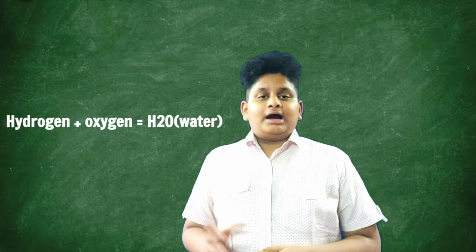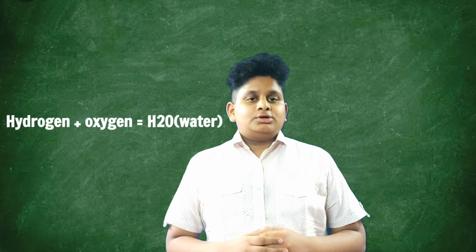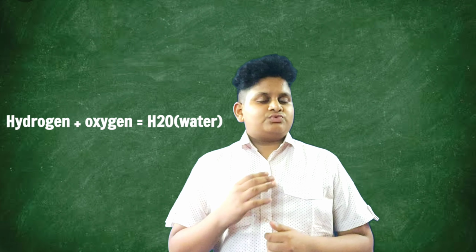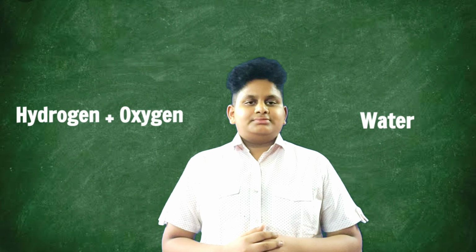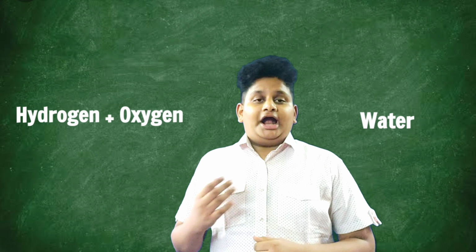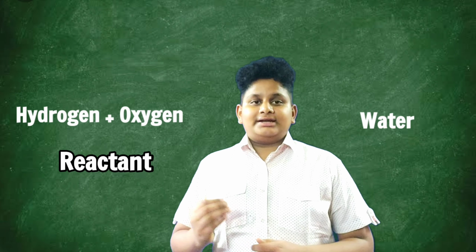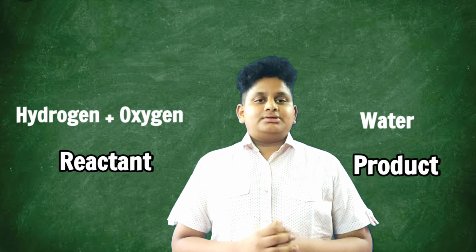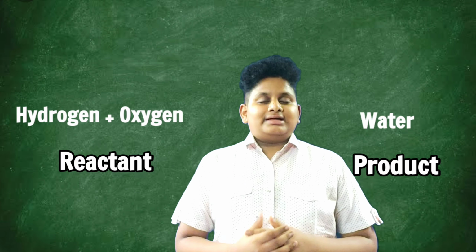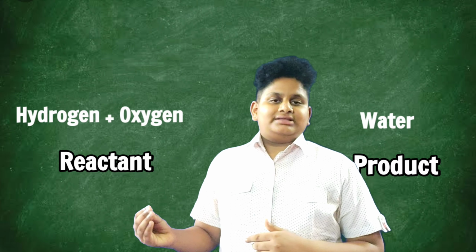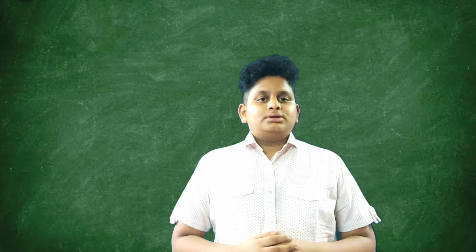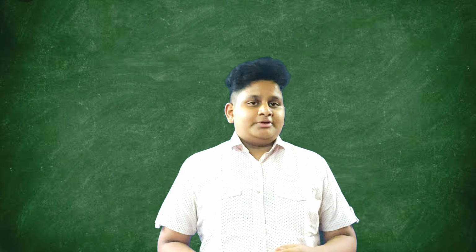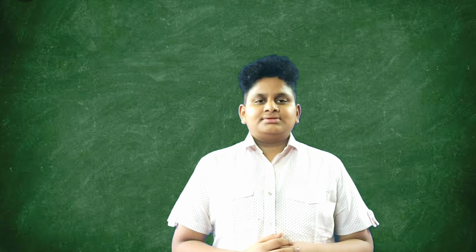Now, if we take hydrogen plus oxygen goes to H2O, meaning water. What is the thing on the left hand side and what is the thing on the right hand side? That's correct. Hydrogen plus oxygen is the reactant and water is the product. So we can tell that the left hand side is the reactant and the right hand side is the product.